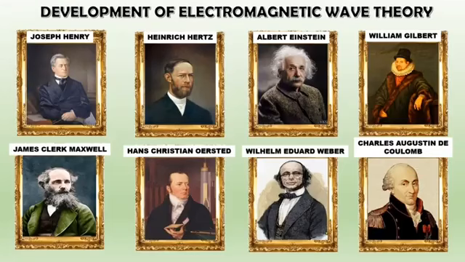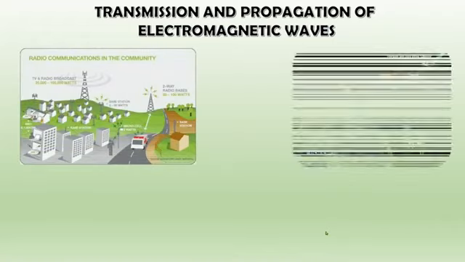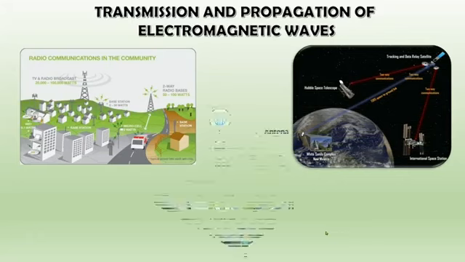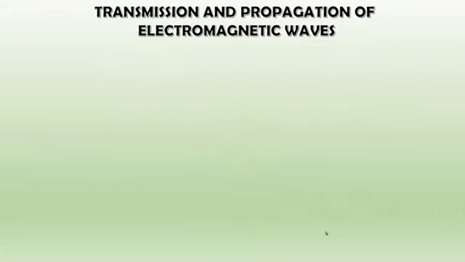So, these are the people behind the development of electromagnetic wave theory. I hope you recognize them and their contributions. For our last activity, let us study how electromagnetic wave was transmitted and propagated. So we use electromagnetic waves in communications, as you can see from the illustrations. There are three types of transmission and propagation of electromagnetic waves.